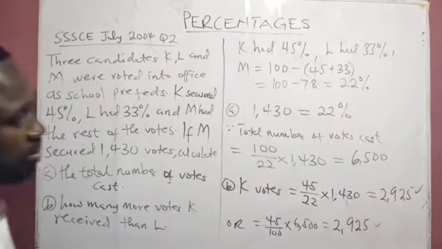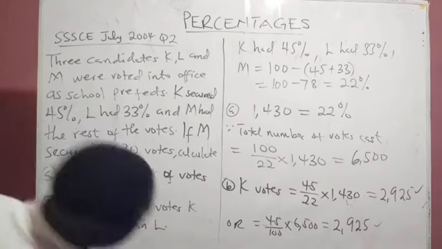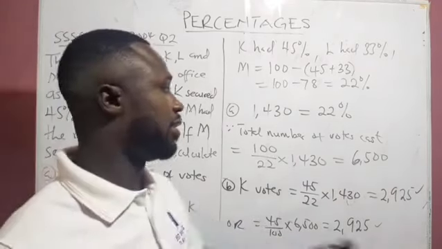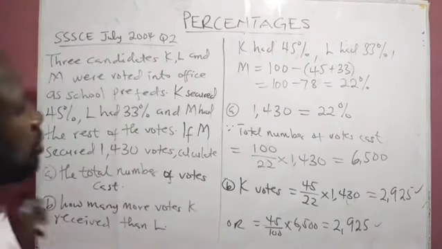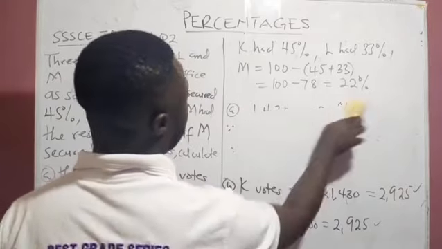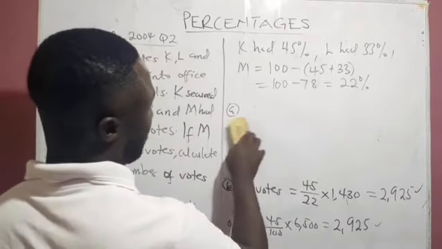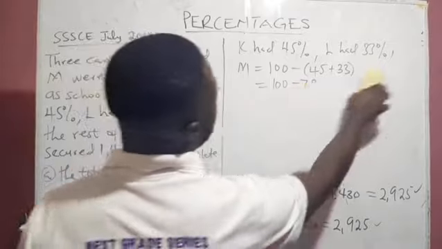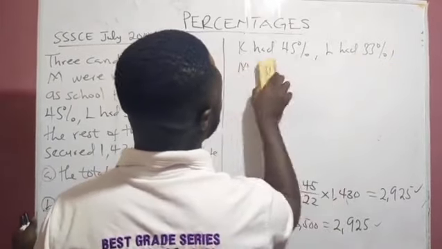Alright. So simple. So you know that K had 2,925. Let's look at what L also had. So let me clean here and then look at what L had. So that the difference, L's percentage is 33. Okay.